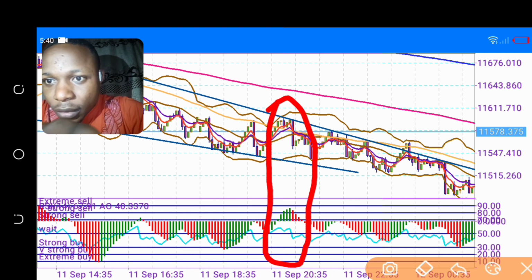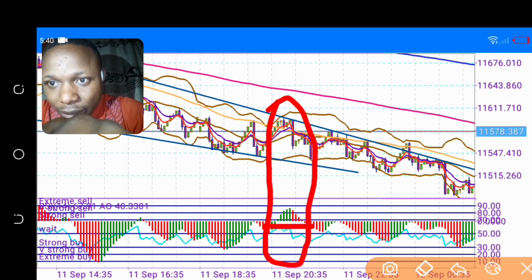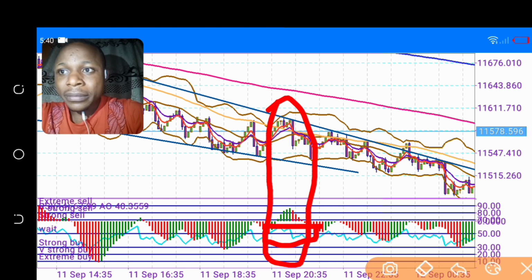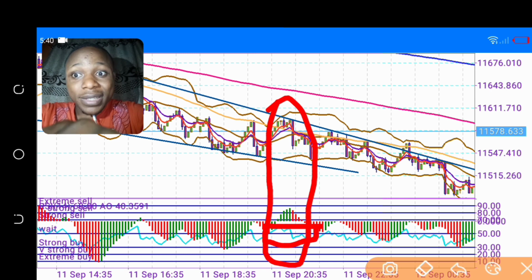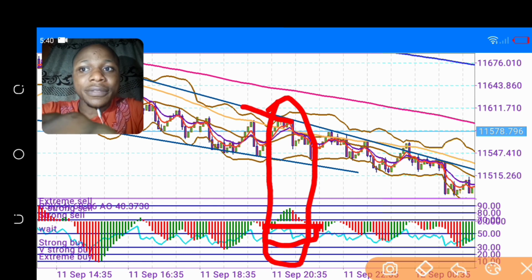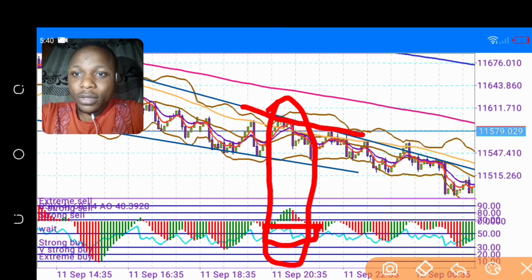Why? Just because the line is not touching any sell. It is still within the waiting period. So I wouldn't sell just because of this trend line I have drawn before. I sold and it came my way. So don't depend on indicators.